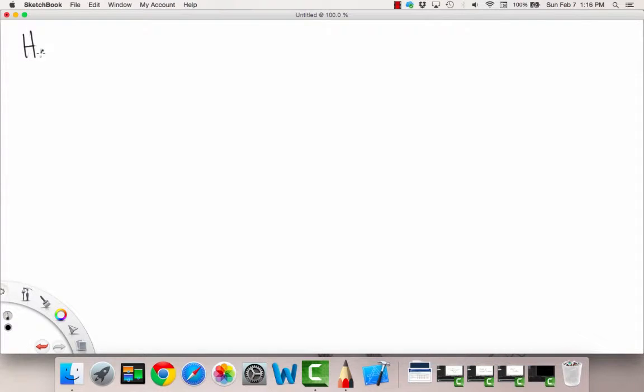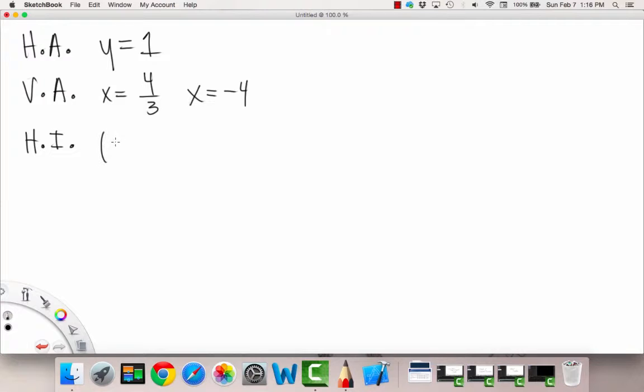Alright, so horizontal asymptotes. One of them is going to be at y equals 1. As for vertical asymptotes, and here we have 2 of them, those are going to be at x equals positive 4 over 3, and x equals negative 4. Okay? Now for our intercepts, horizontal intercepts, those are going to be at (negative 1 over 3, 0) and (5, 0). And lastly, our vertical intercept, which we found last, is going to be (0, 5 over 16). Okay, so now let's graph.